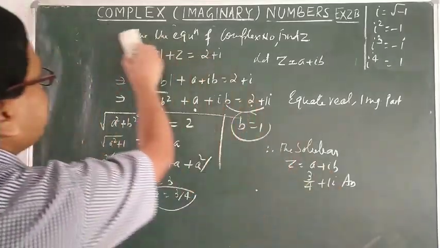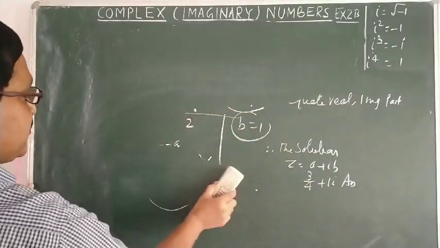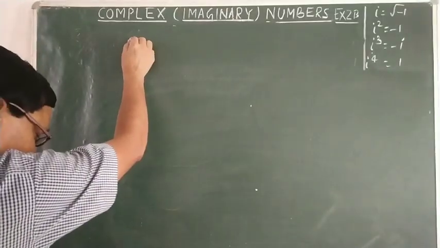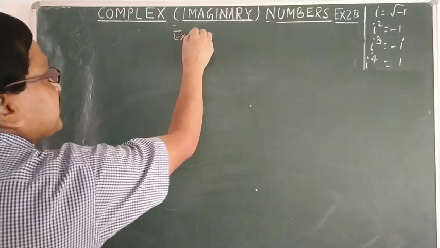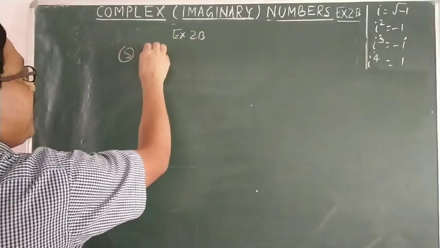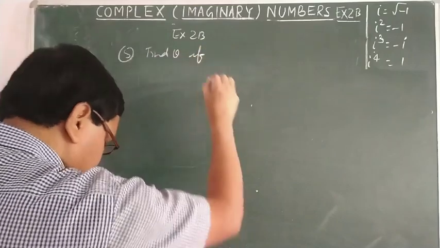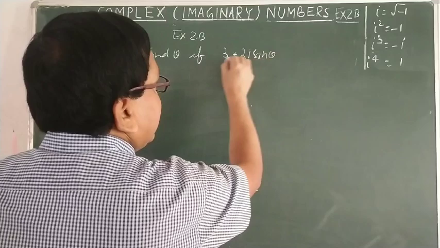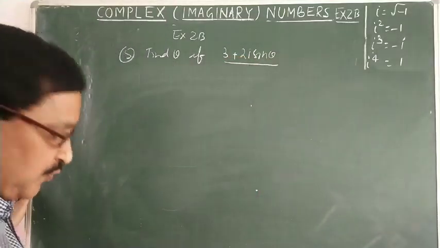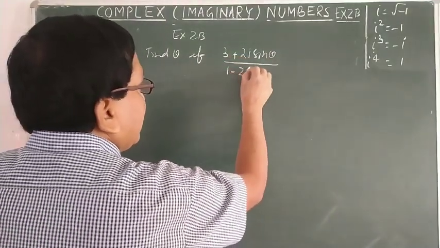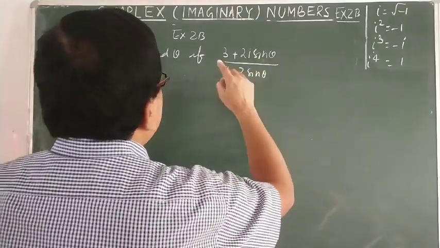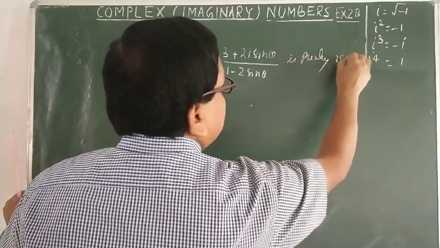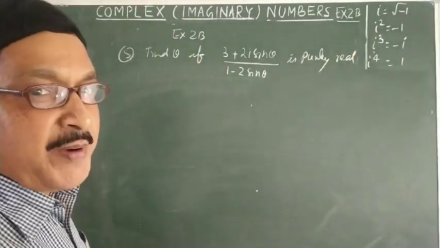In the last problem of exercise 2b, this is the last problem. Find theta. This is exercise 2b, fifth number. Find theta if (3 plus 2i sin theta) by (1 minus 2i sin theta) - this is also a very important problem - is purely real. For purely real you have to find out the value of theta.